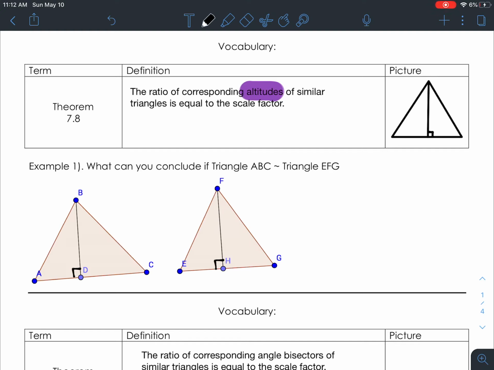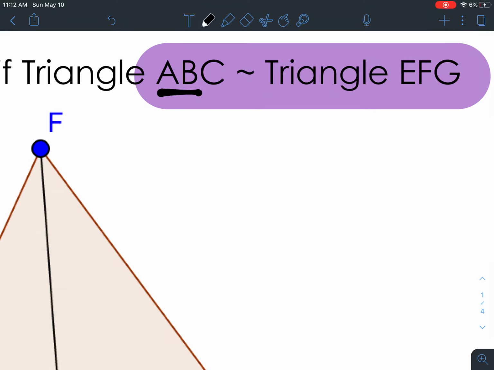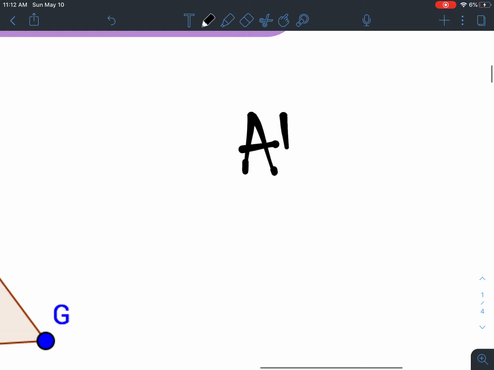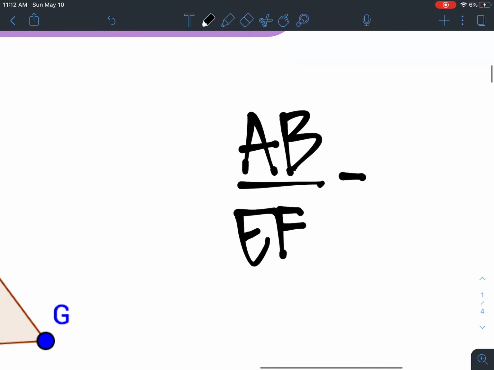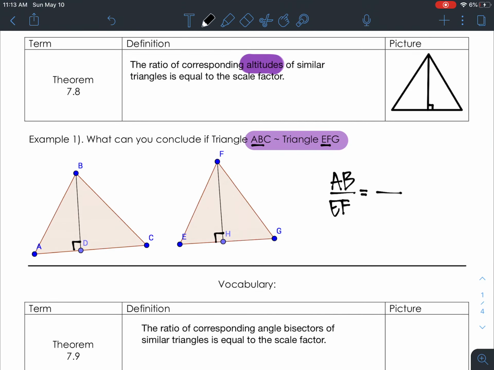Remember, we're going to find our scale factor first. In order to figure out what sides correspond with one another, we have to use our similarity statement. So I'm going to start off with saying, well, I know AB is to EF, and that's going to be my scale factor. What this theorem is saying is that the altitudes are proportional to that, that the ratio of the altitudes is the same.